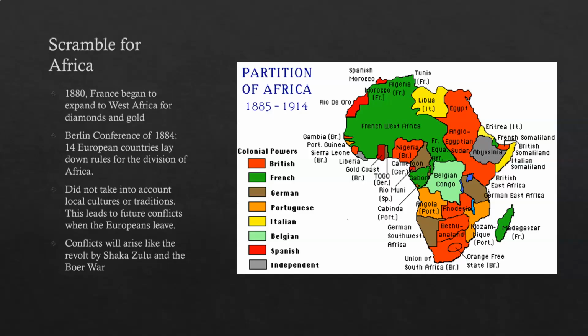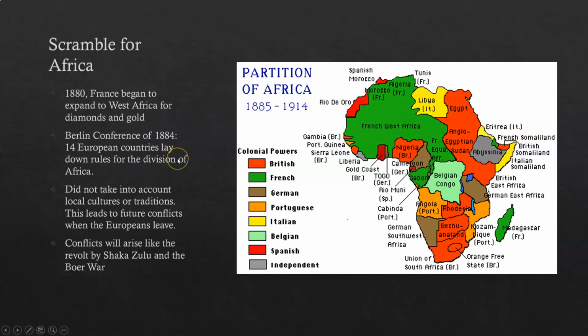So let's go through a little bit of what we call the scramble for Africa, because eventually it wasn't just going to be Britain or France that were going to be like, hey, let's take over some land in Africa. It was going to be tons of countries, like 14 countries. Okay, so in 1880, France began to expand to West Africa for diamonds and gold. So anything in green is what France has. But then Britain was like, well, I want diamonds and gold too, and I want oil, and I want steel, and I want rubber, and I want all these things.